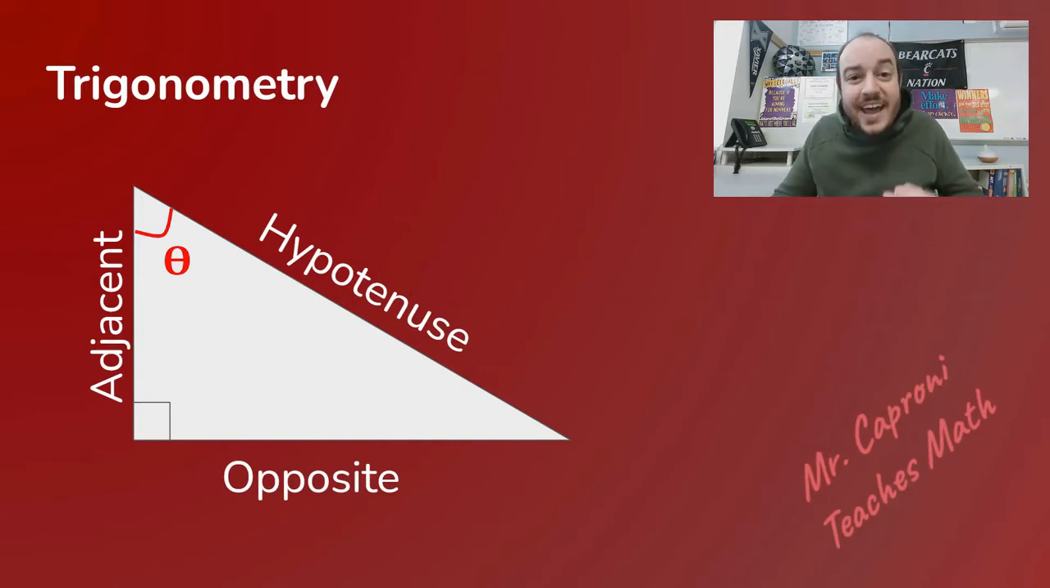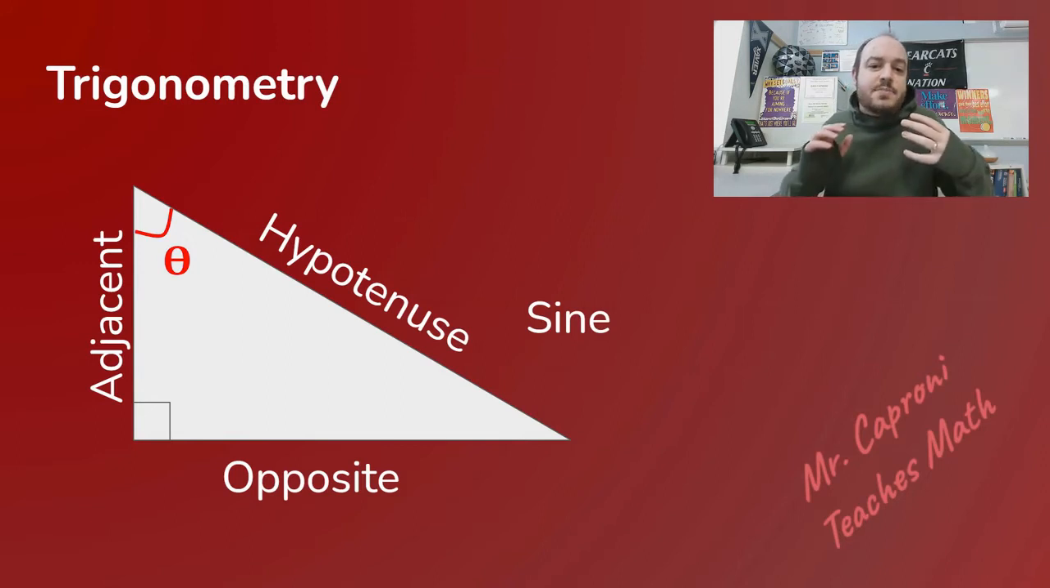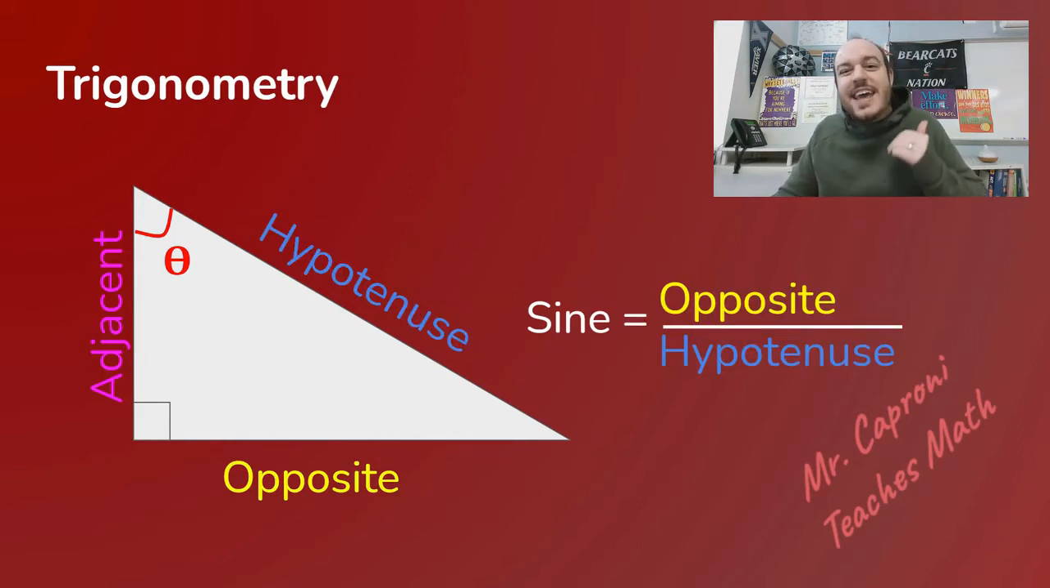Now, once we have these 3 labels, we can start looking at our first trig ratio. Now, a trig ratio is just where we look at how a specific angle relates to the ratio formed by 2 of the side lengths. In this case, we're going to look at sine. And the sine of theta is always equal to the opposite over the hypotenuse. In other words, we are going to take the side length of the opposite side of the triangle and divide it by the side length of the hypotenuse.